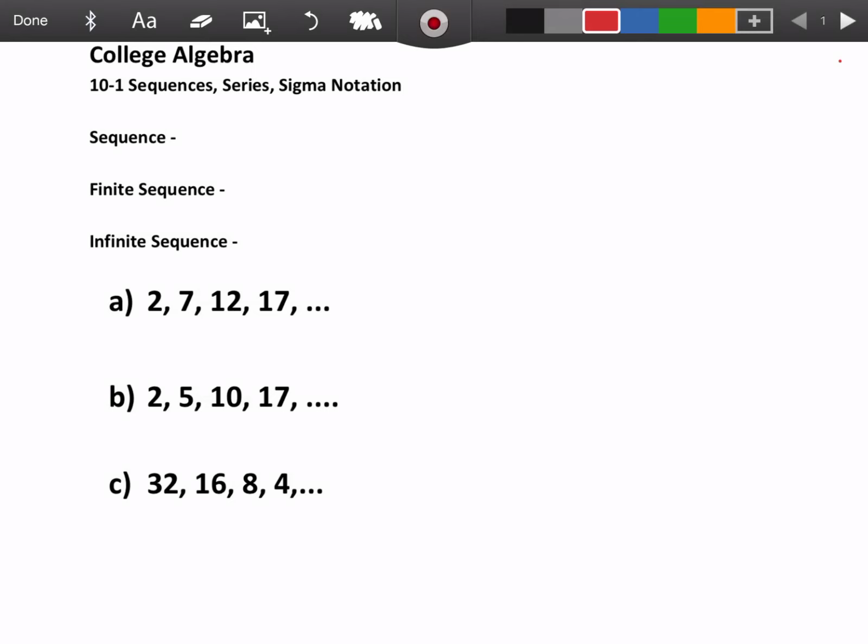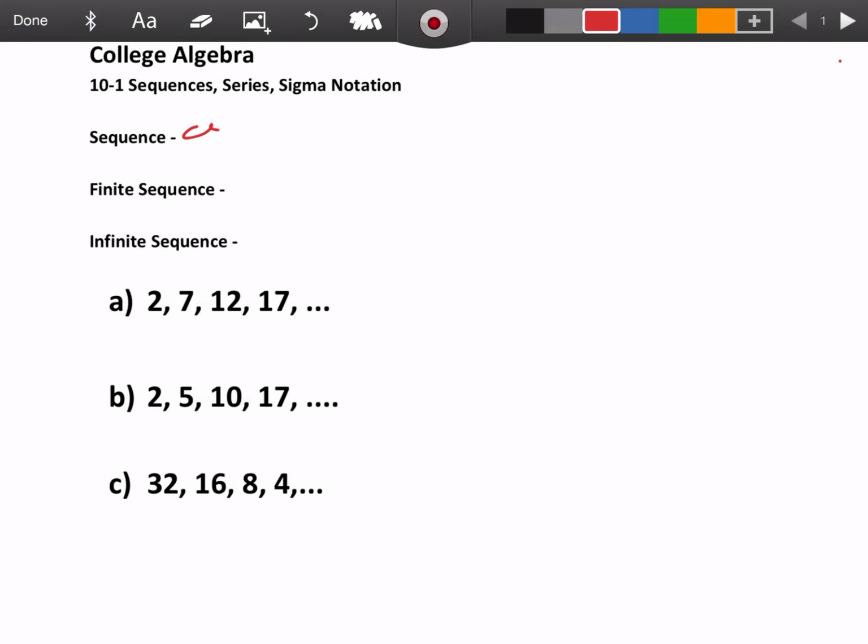With this video, this is going to be our first lesson in our new chapter, Chapter 10, on sequences and series. And in the sections and videos after this, we're going to really dive deep into sequences and series. This first video is just an introduction of what these all are and how to find different terms in a sequence and things like that. So I just wanted to go over some very simple definitions for some vocabulary.